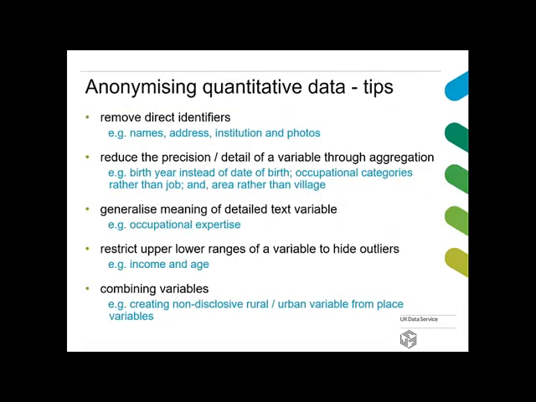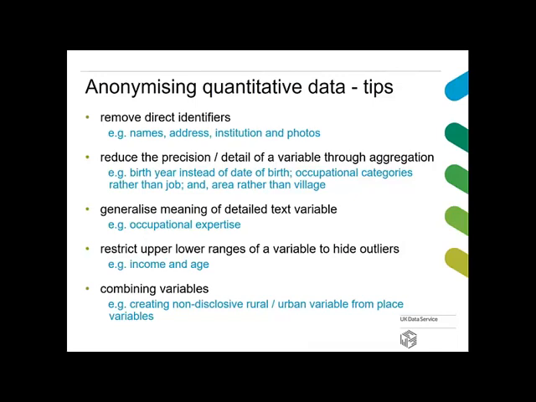So now we'll move on to the second category that I talked about, which was anonymisation, and this is going to be broken down into quantitative data and qualitative data. We're going to start with the quantitative data, and here we talk about removing direct identifiers. Direct identifiers are things that lead to you being able to directly identify a participant. Some of these things will be very simple: the names, the addresses, their institute, or perhaps photos.